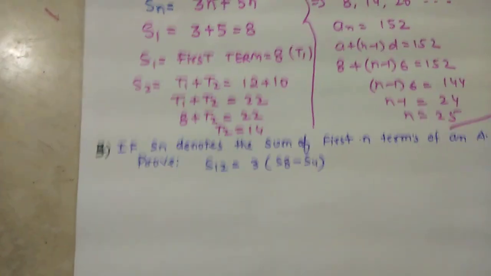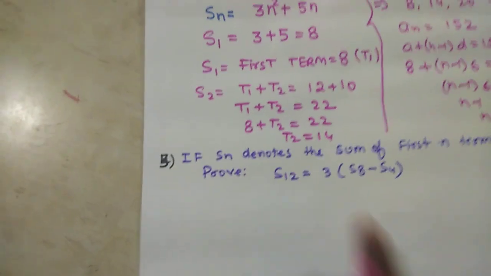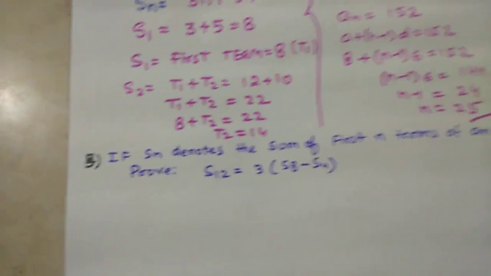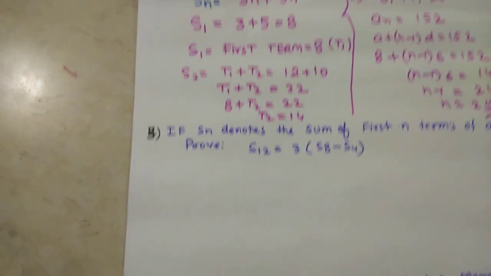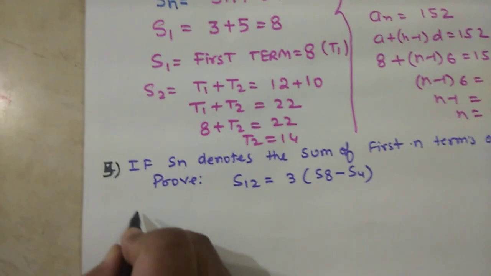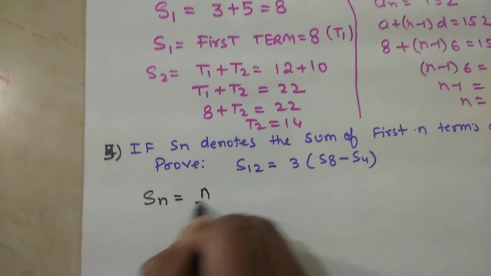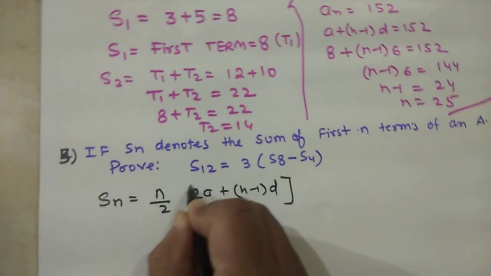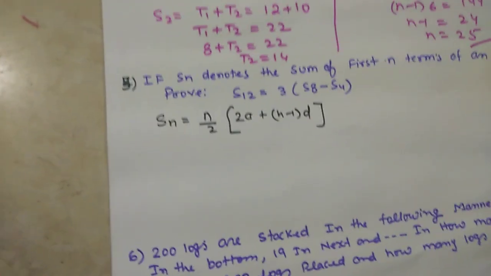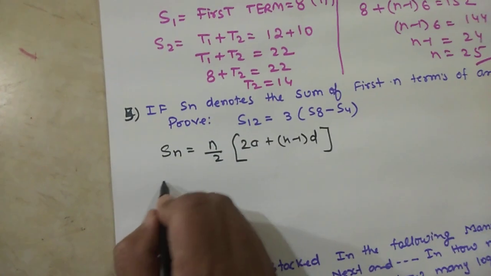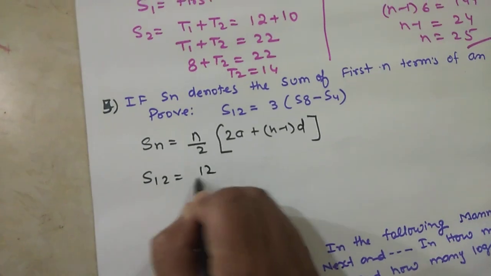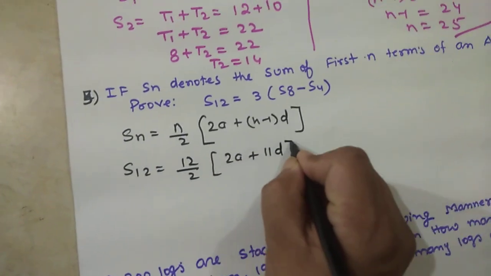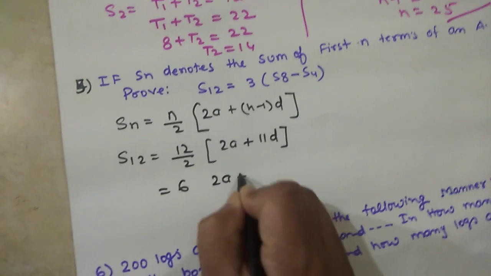So now moving toward the next question. If Sn denotes the sum of the first n terms of an AP, same question. Prove S12 is equal to 3 times (S8 minus S4). First of all, Sn equals n by 2 times 2a plus n minus 1 d. Children are always confused in this type of question. Now you write, first of all, S12. S12 means 12 by 2, 2a plus 12 minus 1, 11d. This is 6 times (2a plus 11d).